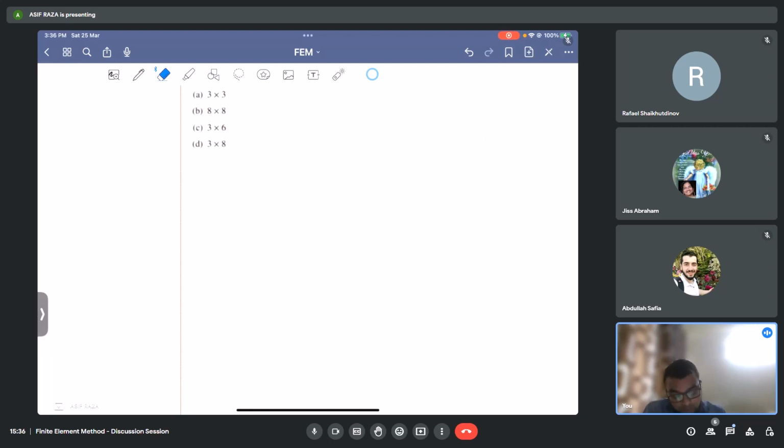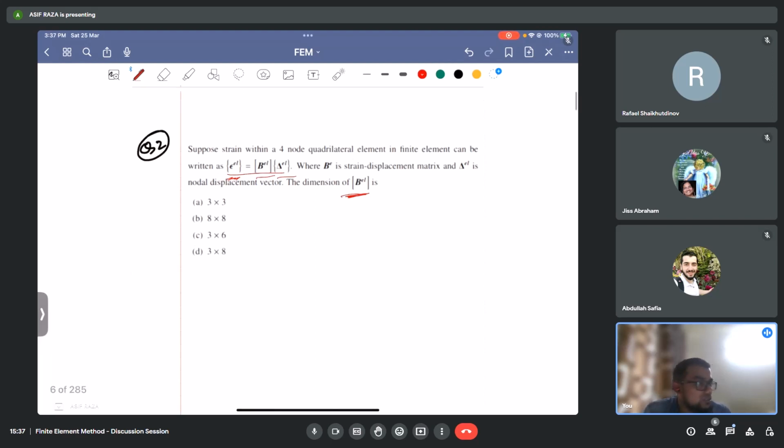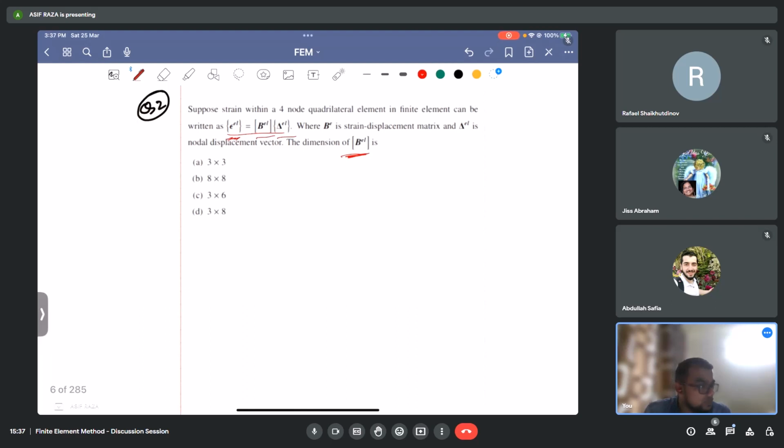Okay, so let's move on to the next question. This is the second question. Suppose strain within a four-node quadrilateral element in finite element can be written as this. This is a strain vector, this is the strain displacement matrix, and this is the nodal displacement vector. The dimension of the strain displacement matrix would be? The question is regarding a four-node quadrilateral element. So what do you think the answer will be?